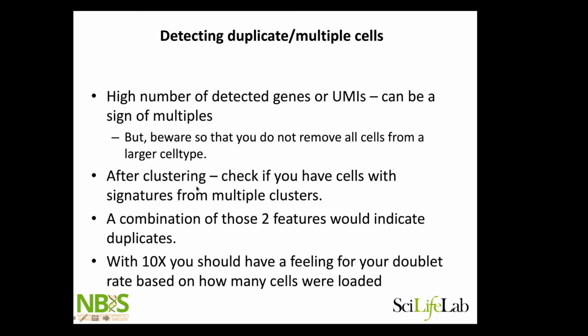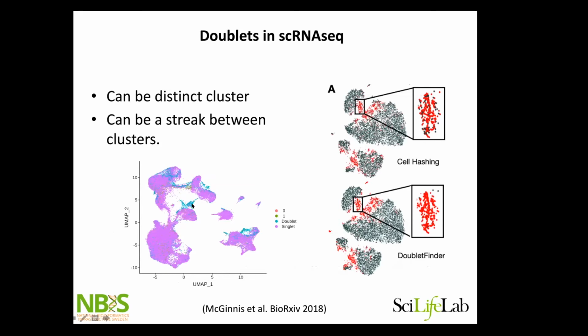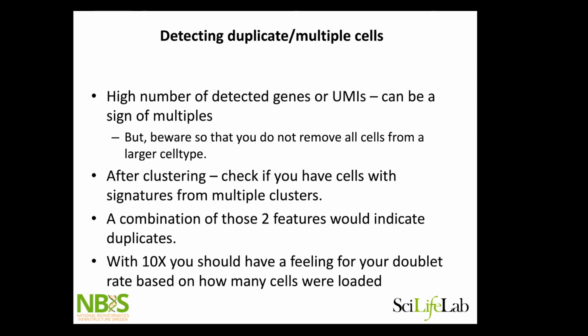So of course, after clustering, we can look at cells with gene signatures from multiple clusters. And if you see these streaks, and you also see that these have a really high number of detected genes, it could be an indication that they're doublets. And of course, think back to what your doublet rate should be and think about whether these proportions make sense.